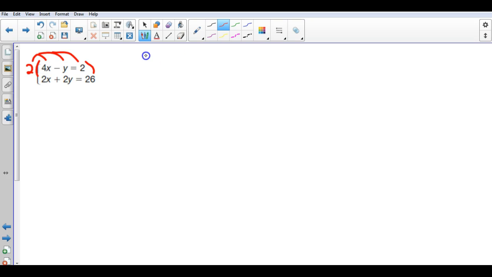2 times 4x is 8x. 2 times negative y is negative 2y. And don't forget, 2 times 2 is 4. So don't forget that last constant term. I see that mistake a lot. What I'm going to do is take the bottom equation and just write it directly underneath. I have 2x plus 2y equals 26.